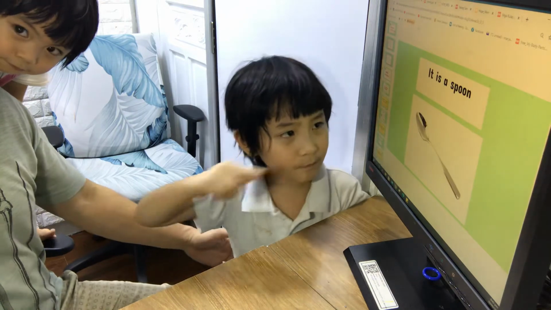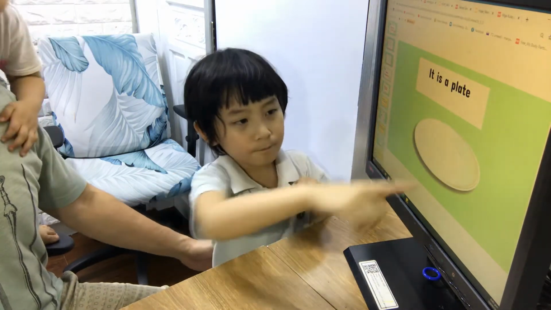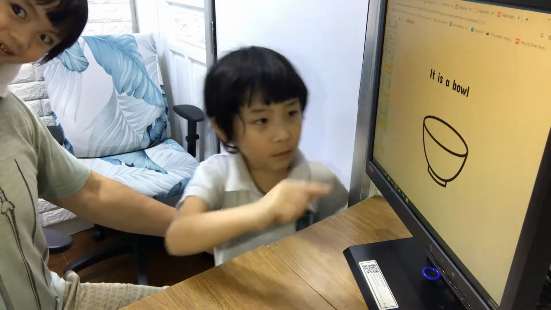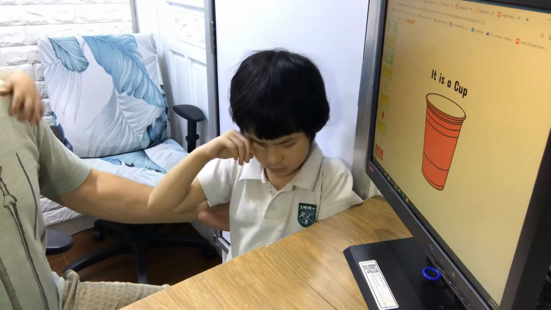Where's the spoon? Very good. Where is the plate? Very good. Where is the bowl? Very good. Where is the cup? Where is the knife?